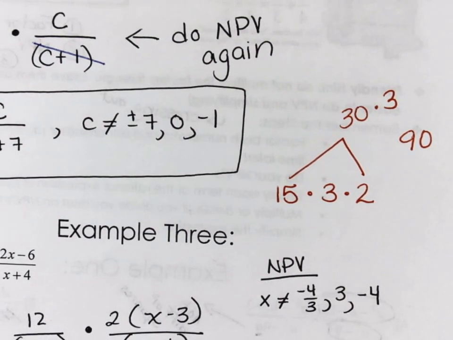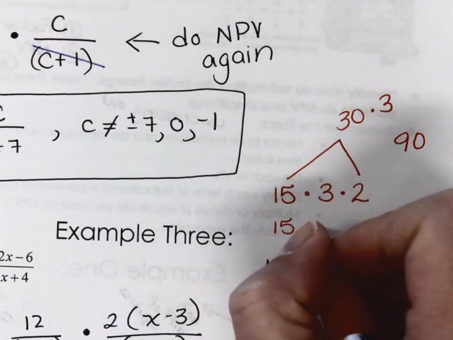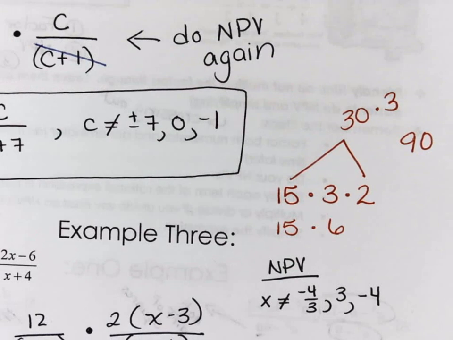9 times 3. 3 times 3 is 9. Oh my. It's okay. It's okay. What else could I have done? I probably would have had to pull out a calculator to do this one, right? I could have done 15 times 3, that's 45. 45 times 2, also 90, right?